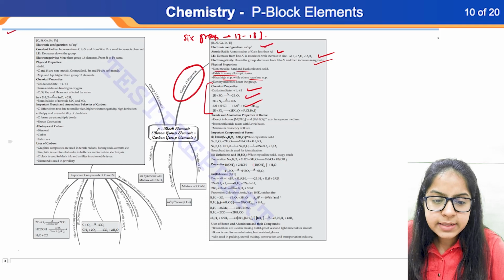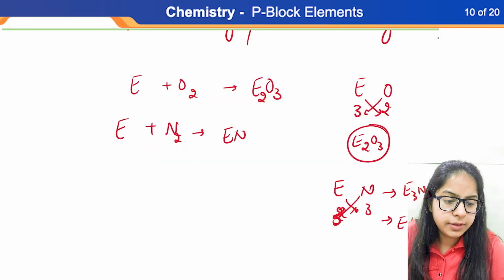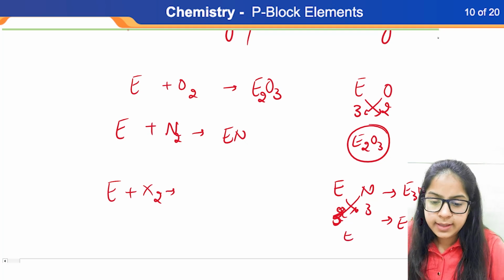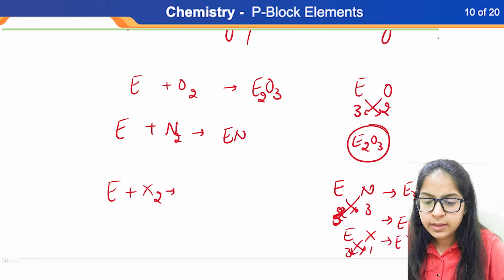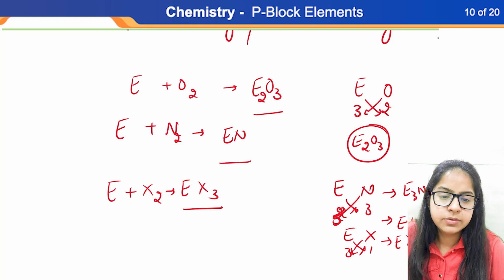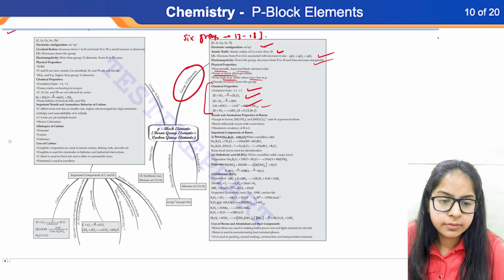In the presence of HCl, aluminium 3 plus and chlorine and hydrogen are going to form. In the presence of halogen, how will it react? X2. The element has oxidation state 3, the oxidation state of X is 1, EX3. EX3. So these are the formulas that are related to the 13th group.